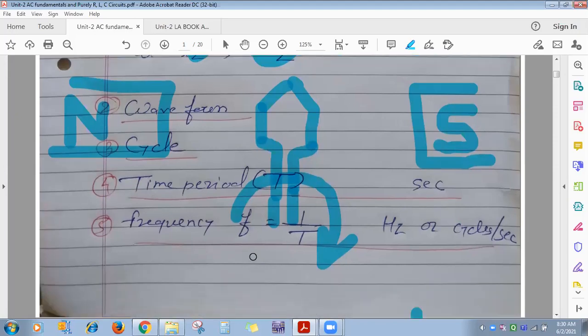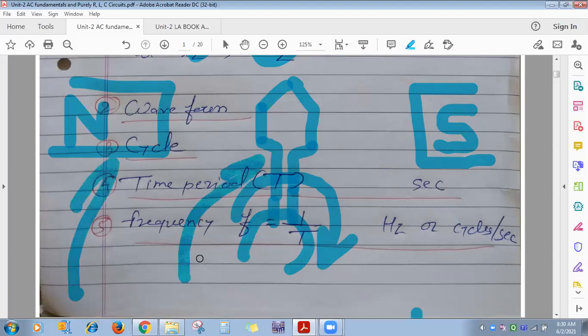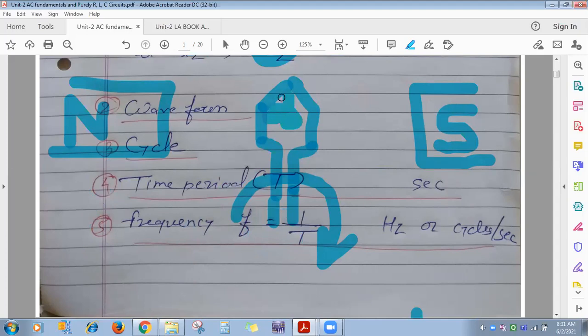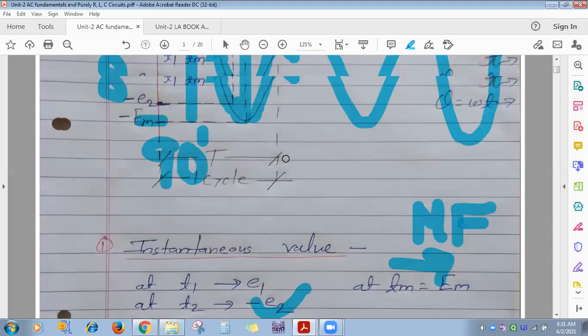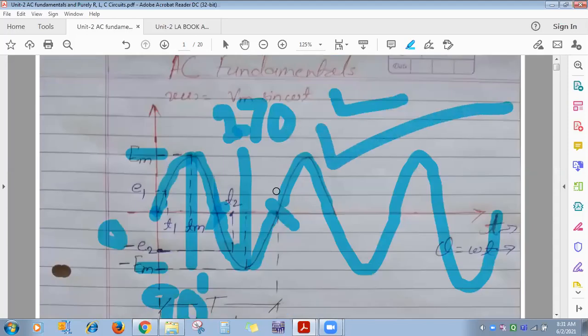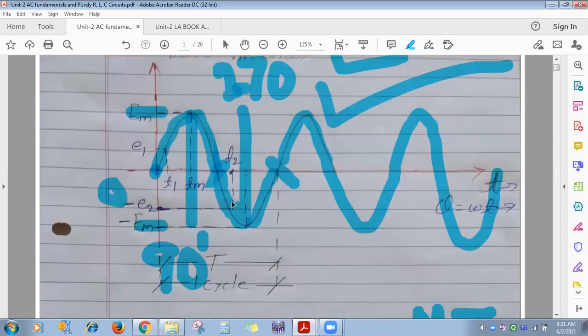We give mechanical input to the generator, nothing but you are rotating its rotor in a magnetic field produced by the stator poles. This is the stator of the generator, this is the rotor of the generator. You are giving mechanical input to the rotor, nothing but you are rotating the rotor conductors in the magnetic field produced by the stator. And as per Faraday's law of electromagnetic induction, EMF will get induced in this coil. Whatever the EMF induced in this coil, its graphical behavior is like this.